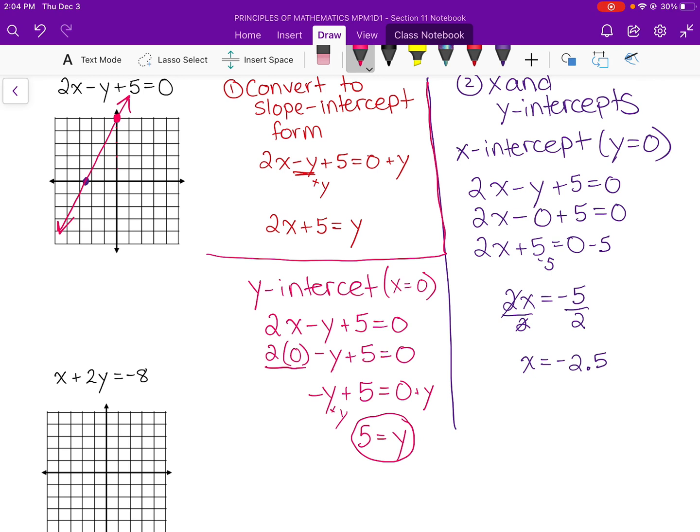So there are 2 methods to graphing a line. What's your favorite method? Slope-intercept form or x and y-intercepts? Or neither? Table of values.